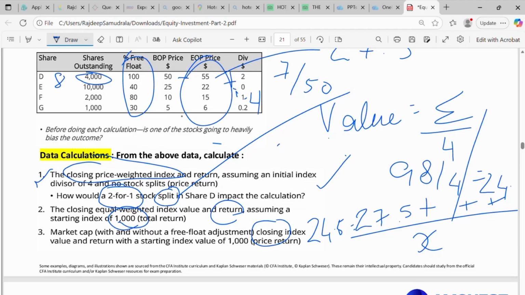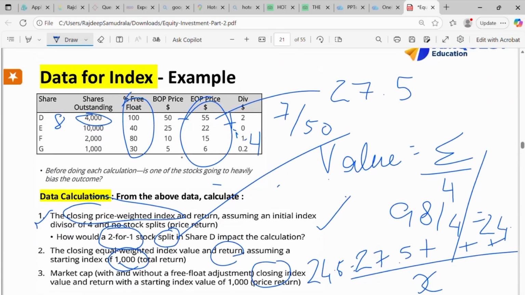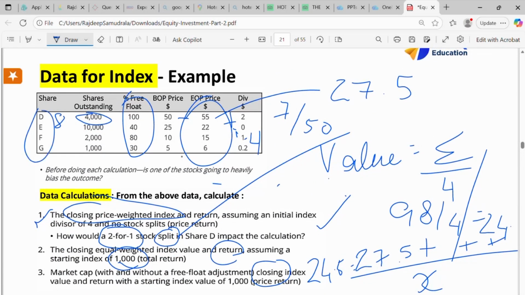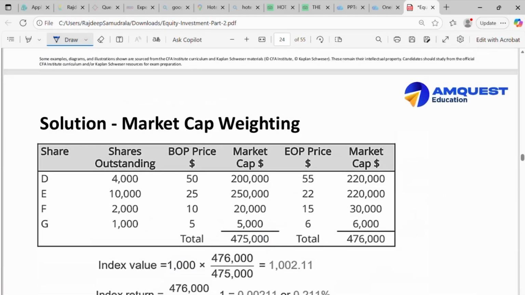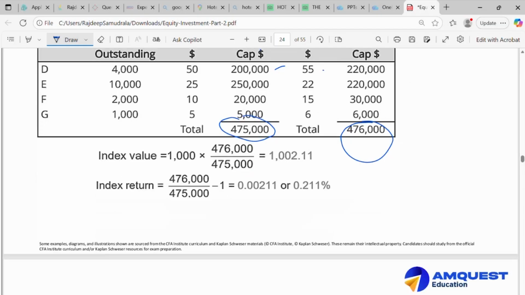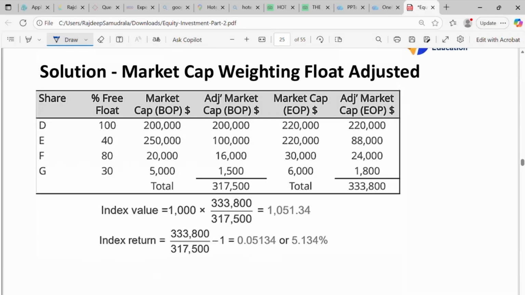So what's the market cap? It is 4000 into 55. Now, when you do that, you'll take all the totals of all D, E, F, G. You'll get the market cap without the adjustment, and then you'll get the returns. See here, the market cap earlier was 475. Now it's come to 476. All you have to do is find the value increase, which is 0.211%, the increase in the value, right?